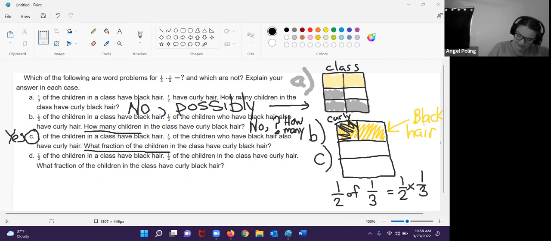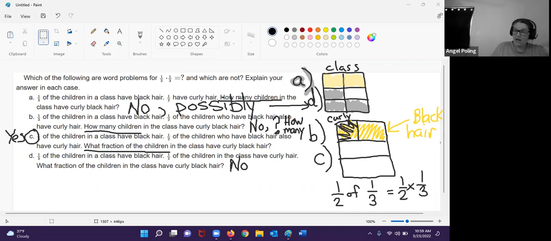And I saw that when they asked us how many children, when they asked us that in B, right? So part of our answer for A would be, we don't know how many children, but also we can't solve it through 1/2 times 1/3 anyway. So for D, we're also going to say no, because the image for D matches the image for A, in that it could possibly have no overlap in these children.